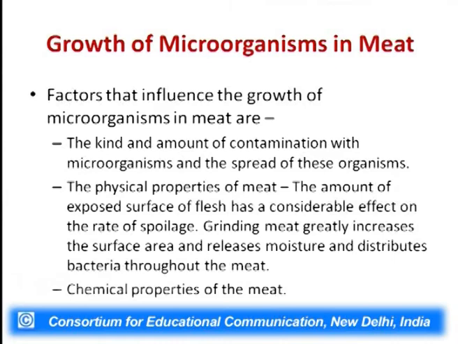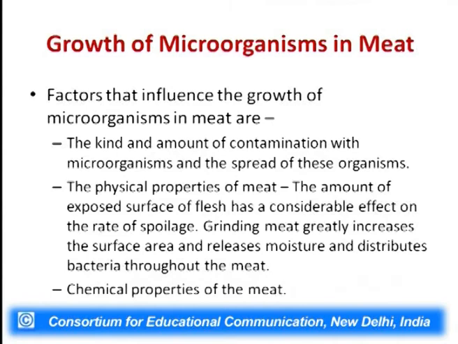If initially the microbial load of skin or of gut is more, then there are chances that the contamination of meat will also increase. The physical properties of meat also affect the growth of microorganisms. For example, the amount of exposed surface of flesh has a considerable effect on the rate of spoilage.